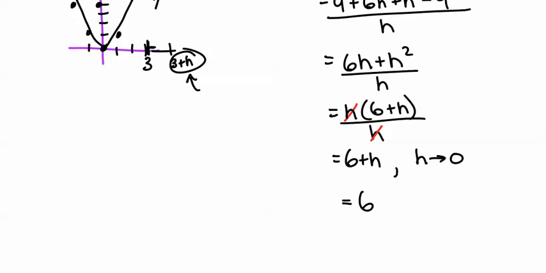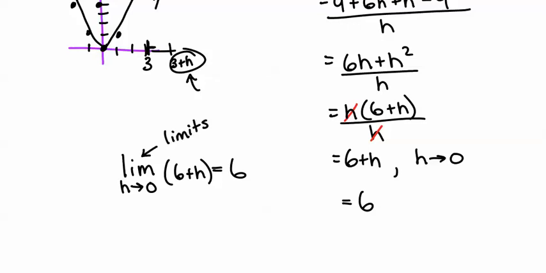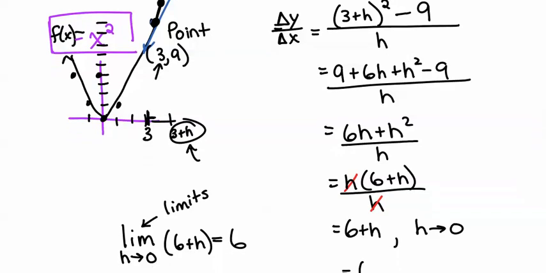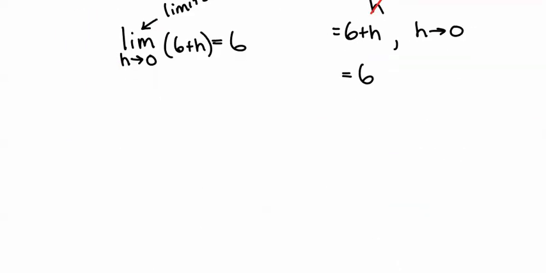And sometimes we say that using this thing called limits. We say it like this: the limit as h approaches 0 of 6 plus h is equal to 6. So these things right here are called limits, and they're going to be really helpful in this unit. They help us when we're trying to estimate the slope at a single point. Instead of picking 2 points that are far apart, we're almost picking 2 points right on top of each other. So the slope at that point is 6.